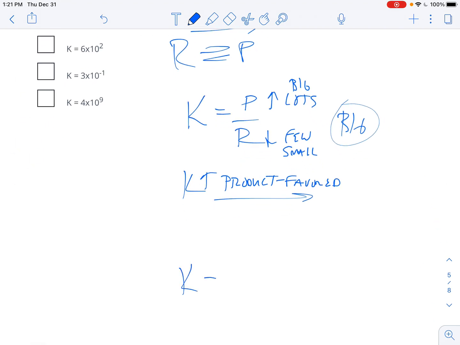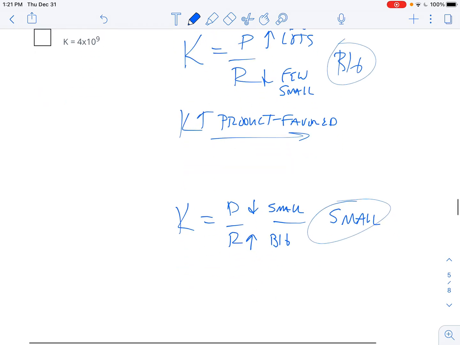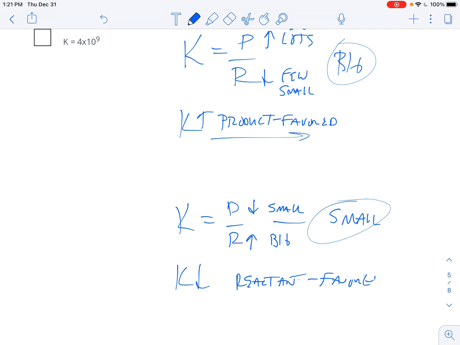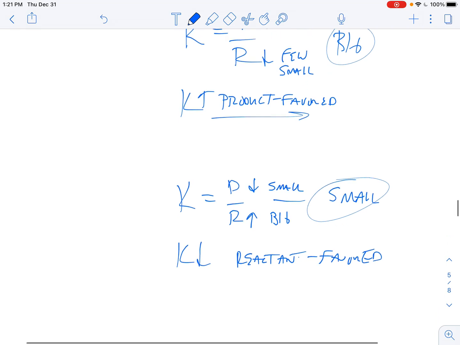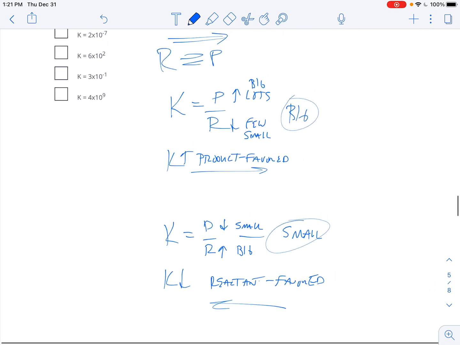Remember that if your K value is products over reactants and you have a small amount of products and a large amount of reactants, so you have a small number here and a big number here, then you'd be dividing a small number by a big number, which is going to result in a small number. And if you have a small number, then that means that you have a reactant-favored reaction. And if you have a reactant-favored reaction, then that means that it is going to go to the left-hand side. It's going to favor the left-hand side there.